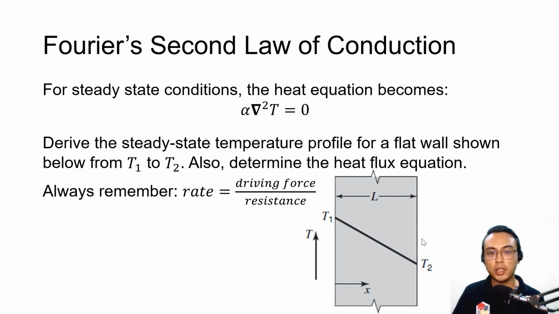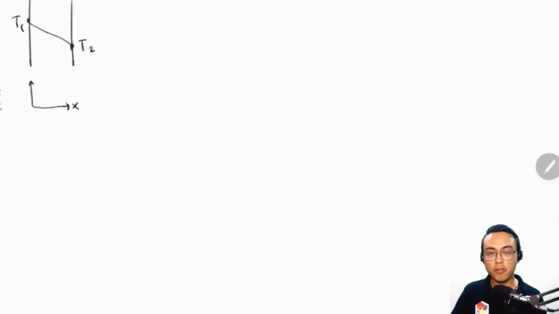So our system in this case is a wall. This is a cross-section of a wall. And as you can see here, T1 is higher than T2. Therefore, the transfer of energy will be from X1 to X2. Okay, let's derive the temperature profile. For this derivation, we will start with the general energy equation.